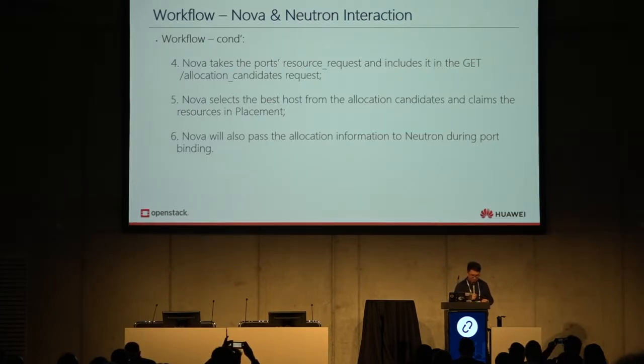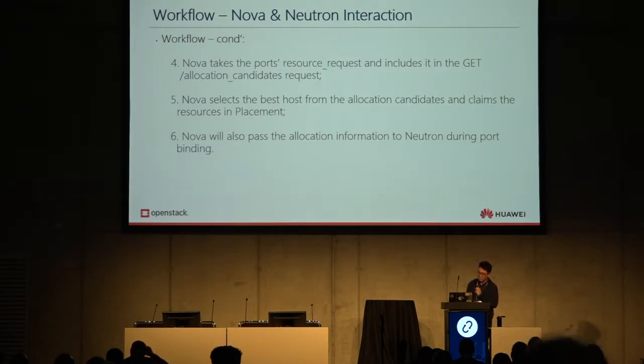Then, as in a normal scheduling process, placement will respond with the suitable allocation candidates. Nova will select the best host and its alternatives from the allocation candidates returned by placement and claim the resource allocations. Last, Nova will also pass the allocation information to Neutron during the port binding process, and we will then bind the port.